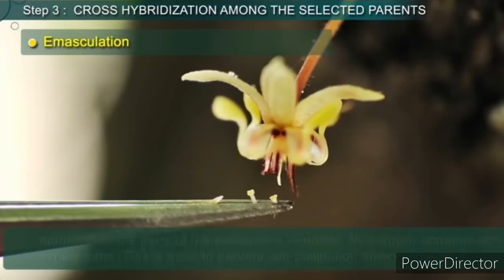The third point, emasculation. What is emasculation? The female parent bears bisexual flowers. Removal of anthers from the flower bud before the anther dehiscence, using a pair of forceps, is called emasculation. Removal of the anther from the bisexual flower.